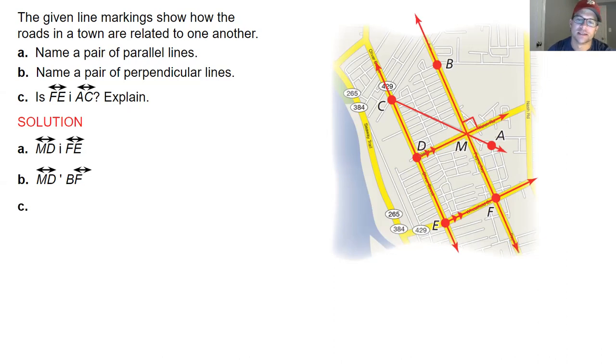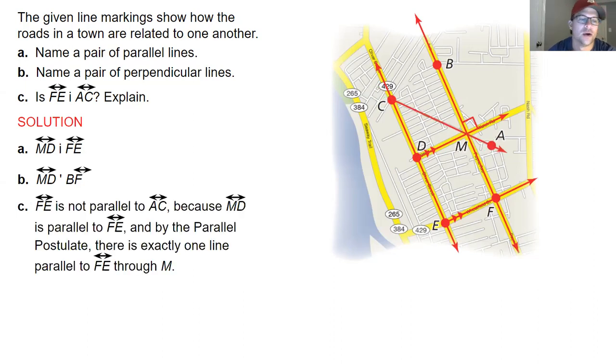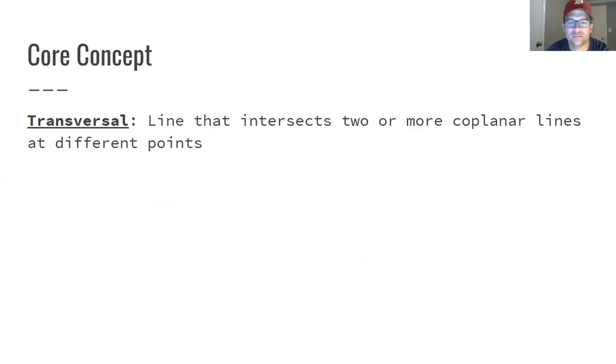And then part C: is FE parallel to AC? Well, there's AC right there. It's that diagonal line that is going in a different direction. So no, it is not parallel, because they do not either have those markings or they are actually intersecting. So you can prove that they're not.